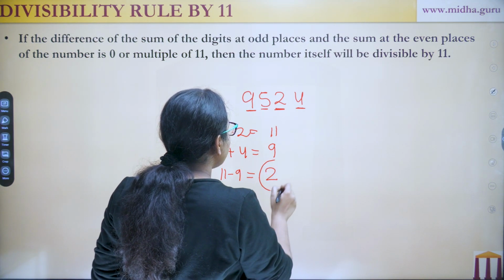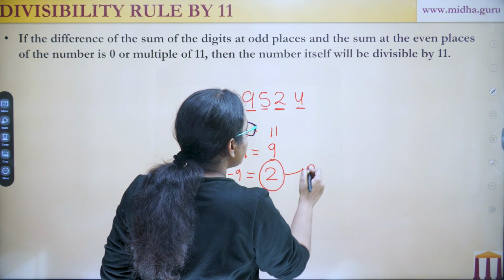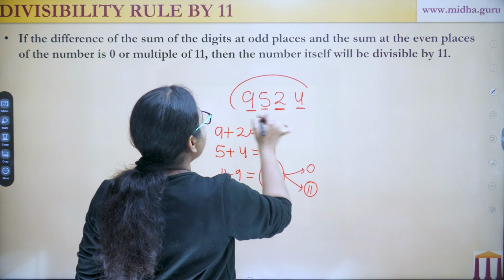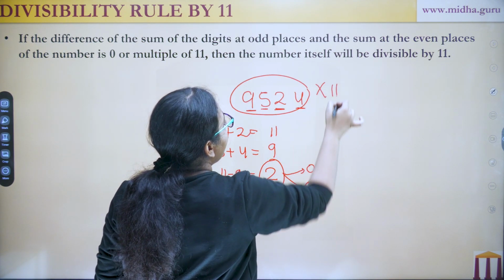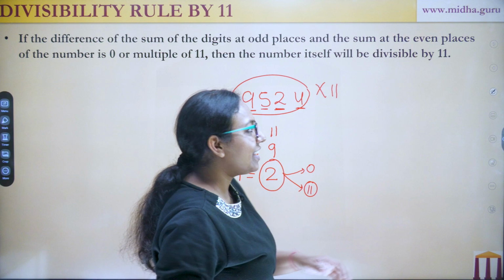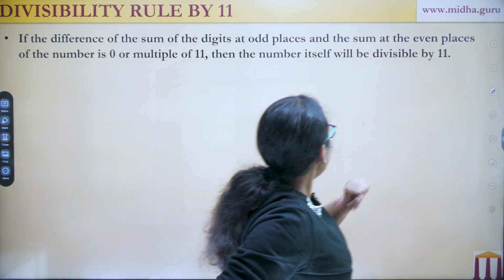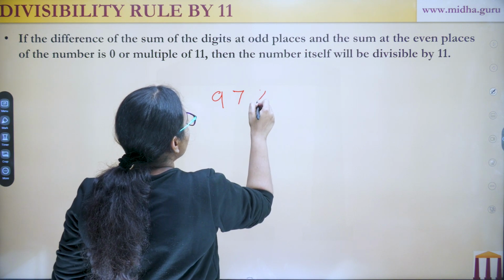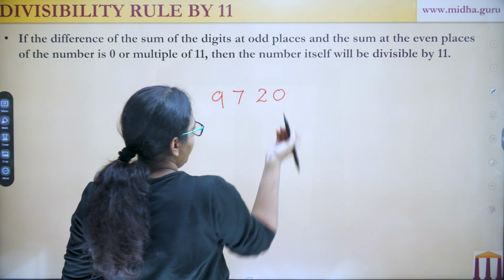So we can see 2 is neither 0 nor a multiple of 11. So that means the whole number is not divisible by 11. Shall we take another example? One more example is 9, 7, 2, 0.